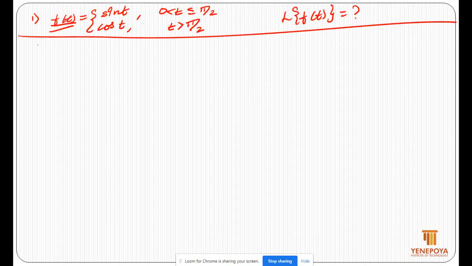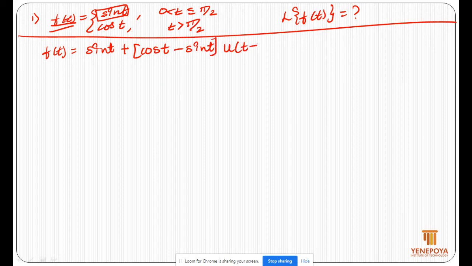Property number 3 we have, f of t is equal to f1, that is sin t, plus f2 minus f1, that is cos t minus sin t, times the unit step function at t minus a, where a is equal to pi by 2. Now apply the Laplace transform to each term.